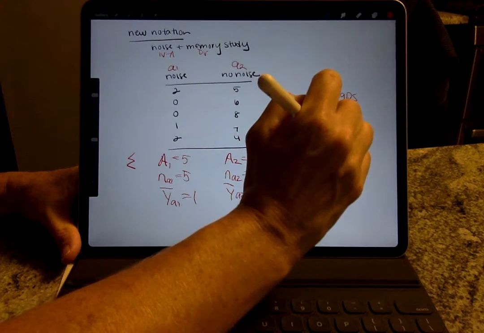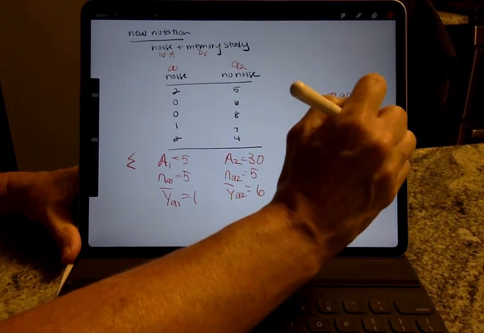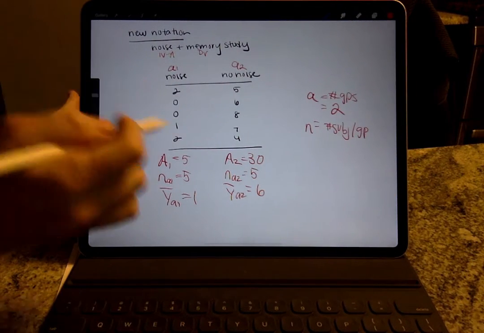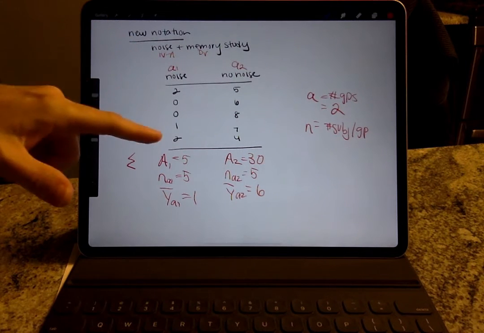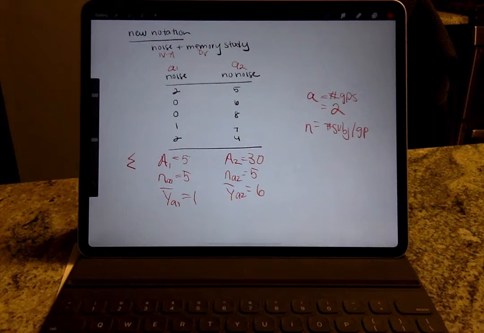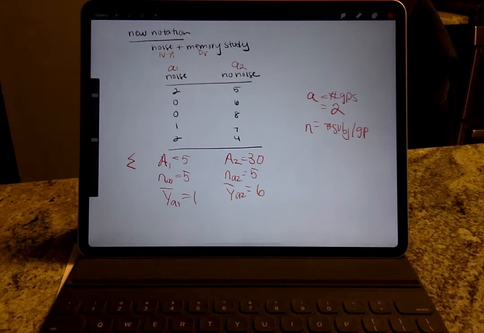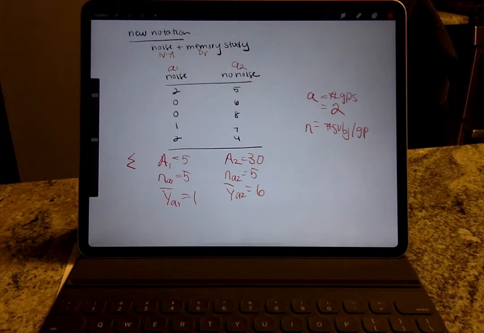Anytime you see the letter n by itself, it refers to the number of subjects per group. Now, in the real world, we could have uneven n. If we were doing research, we could have 5 people in this group, 8 people in this group. It really wouldn't matter. We can still do the calculations. In this class, we're always going to have the same number of people in each group. It just makes it easier to do the hand calculations. But just so that you know, in the real world, this can be uneven.